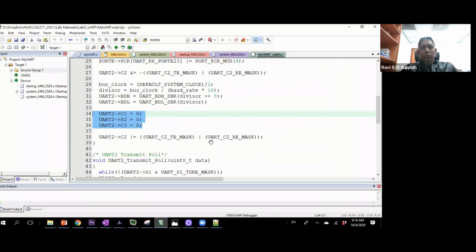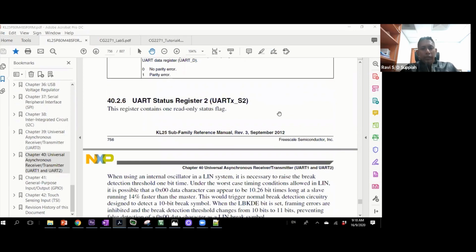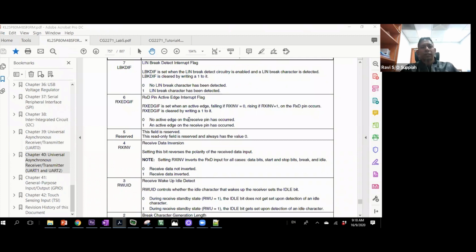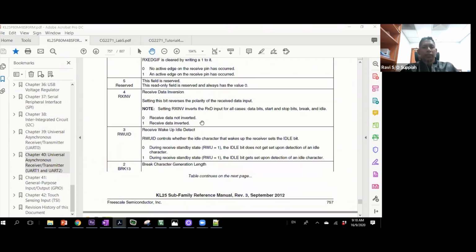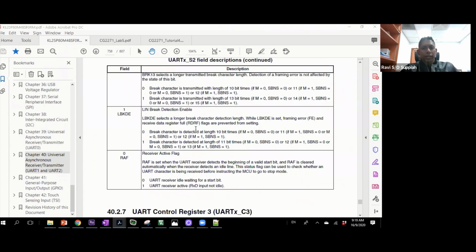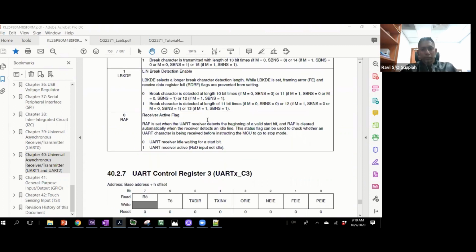The other one was S2. So this is the S2 register. If you look at the S2 register, again, you have a lot of other configurations here, like receive data inversion, which means you want to reverse the polarity of your data. You may also want to detect a break in the line. These are all additional configurations which we are not going into right now. So we don't need to configure any of these bits.